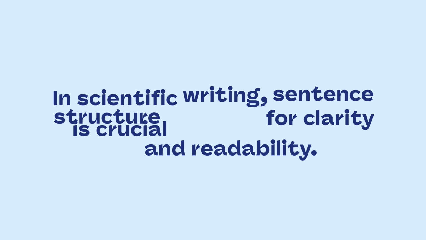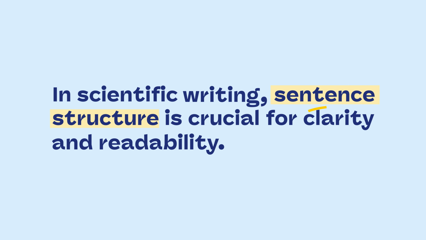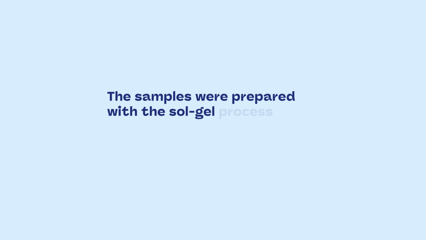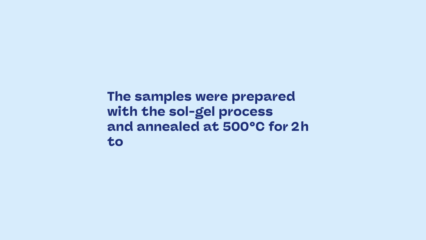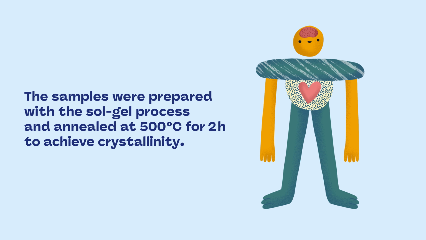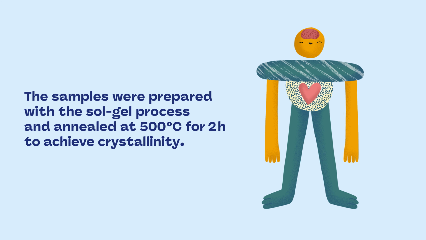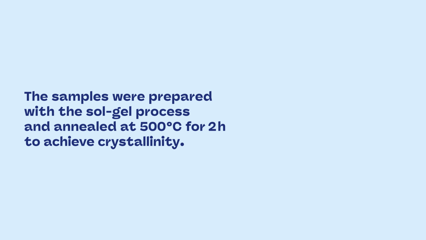In scientific writing, sentence structure is crucial for clarity and readability. Consider this sentence. The samples were prepared with the Sol-gel process and annealed at 500 degrees Celsius for 2 hours to achieve crystallinity. Let's call this well-structured sentence Bob. Bob is healthy and easy to understand because his subject and main verbs are in the right place. They are like his brain and heart. Without them, there is no Bob.